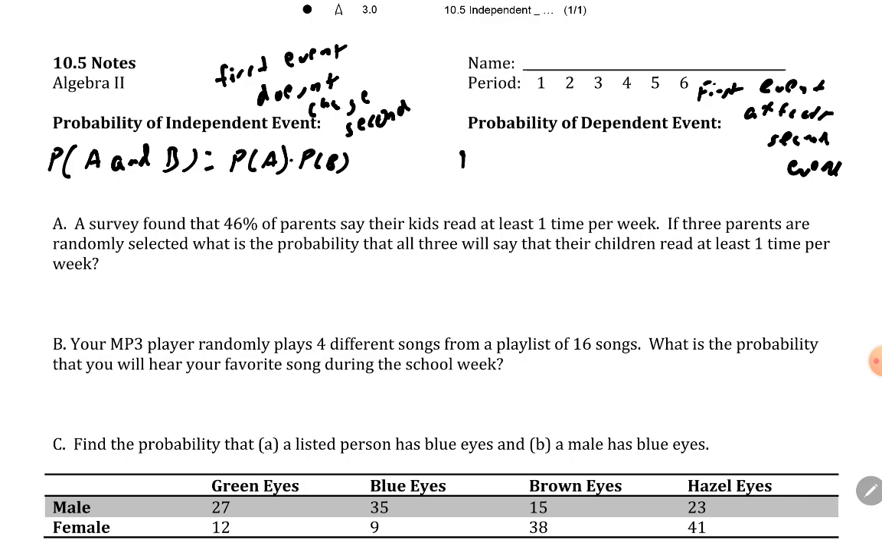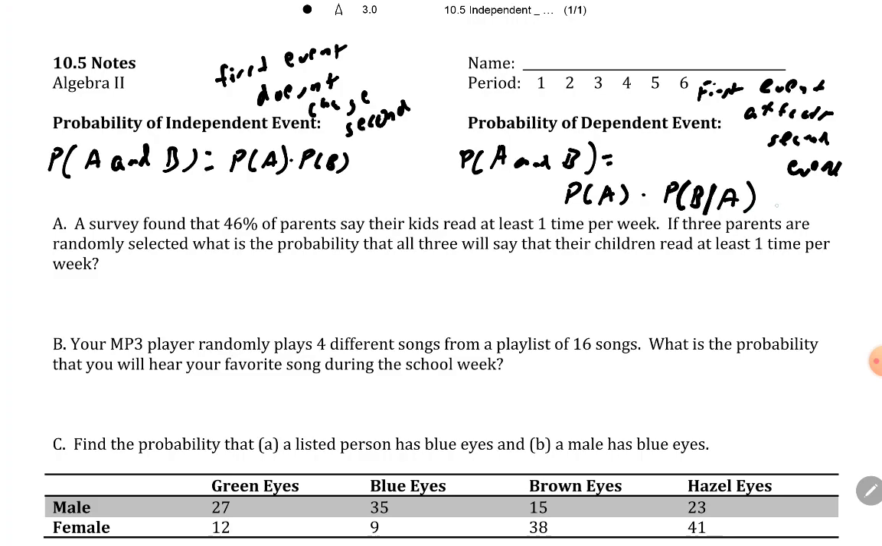And how this goes is the probability of A and B, so both occurring, is the probability of A times the probability of B happening given that A occurred. So that's the notation on that. The one that I'm writing now is called the probability of B given A. That line there means given that A occurred.